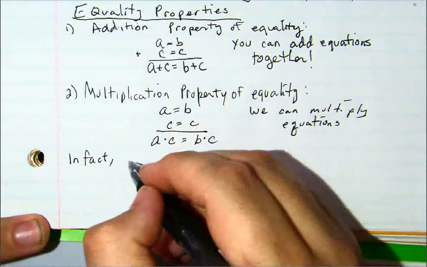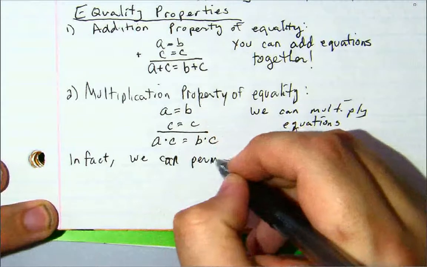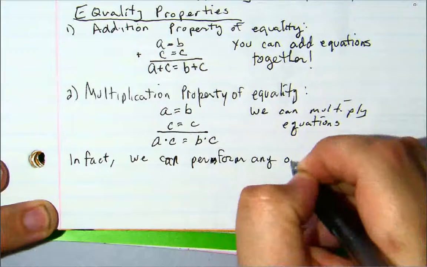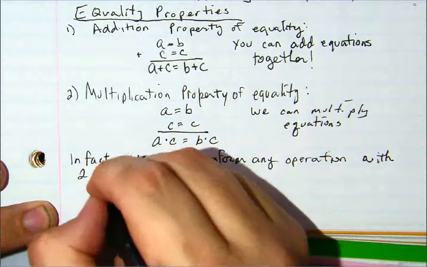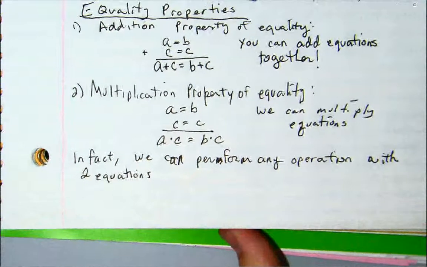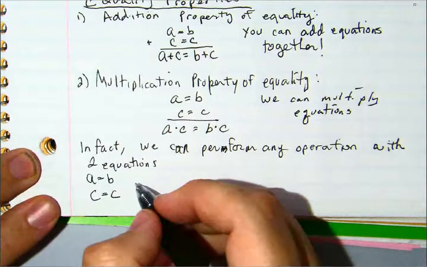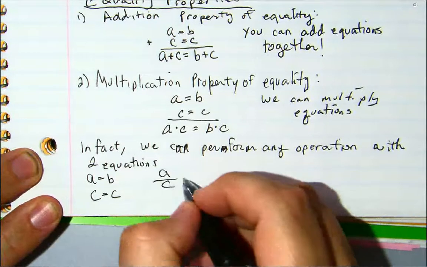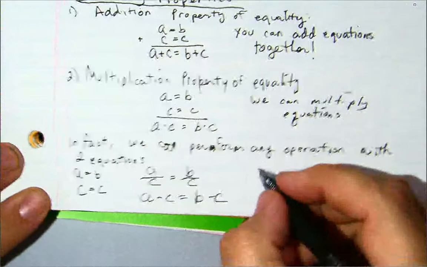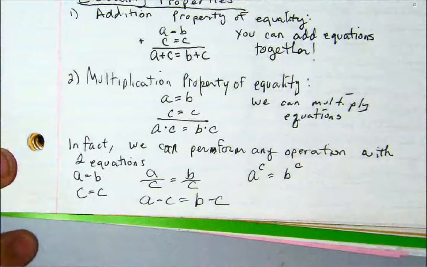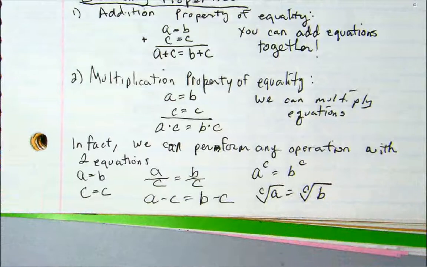In fact, we can perform any operation with two equations. So if you have, for example, A equals B and C equals C, you can say A divided by C is equal to B divided by C. A minus C is equal to B minus C. A to the C power is equal to B to the C power. The C root of A is equal to the C root of B, etc., etc., etc.